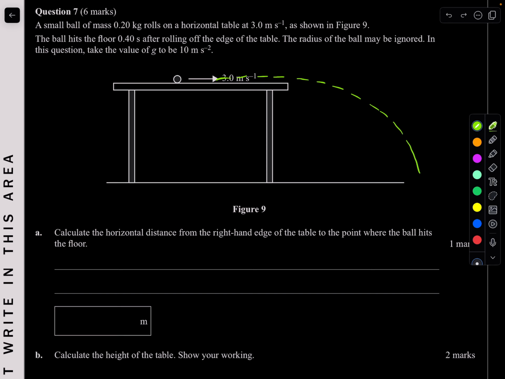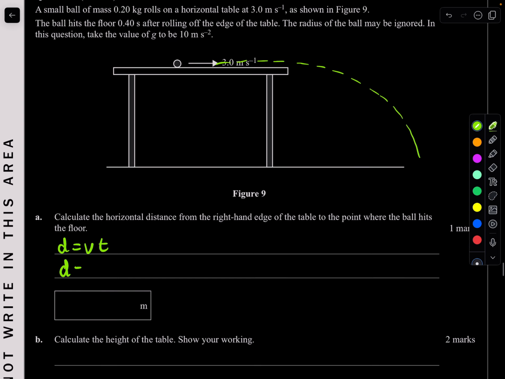You should remember, this is just projectile motion. Whenever we're dealing with the horizontal distance, this is your formula: distance is equal to vt. Of course, the horizontal velocity is always constant throughout the motion. So v is just 3, times the time it takes to hit the floor, which is 0.4 seconds. We get the actual distance, which is just 1.2 meters.